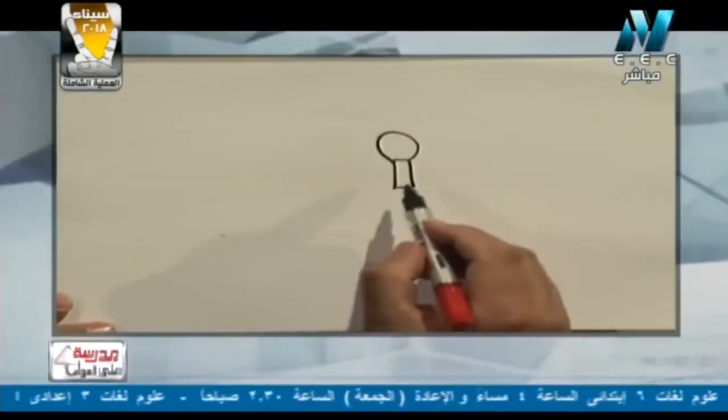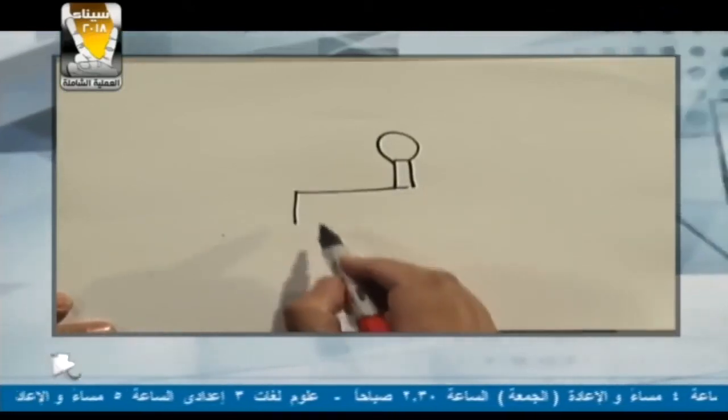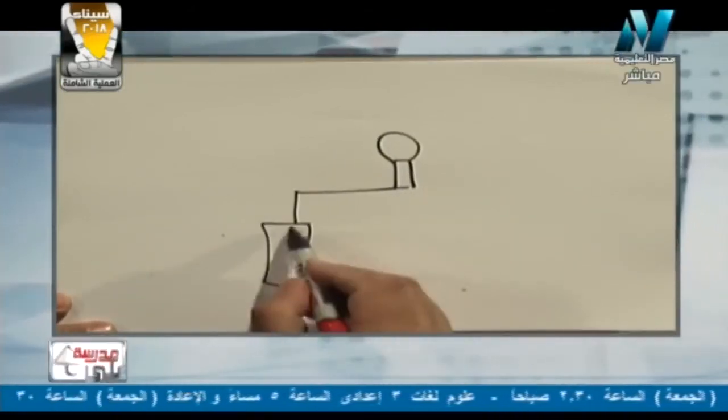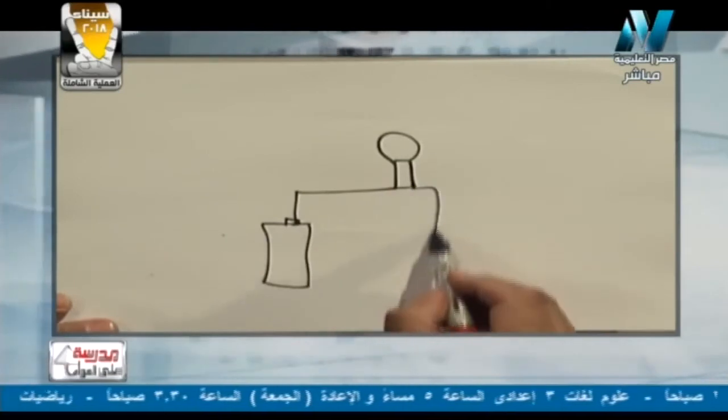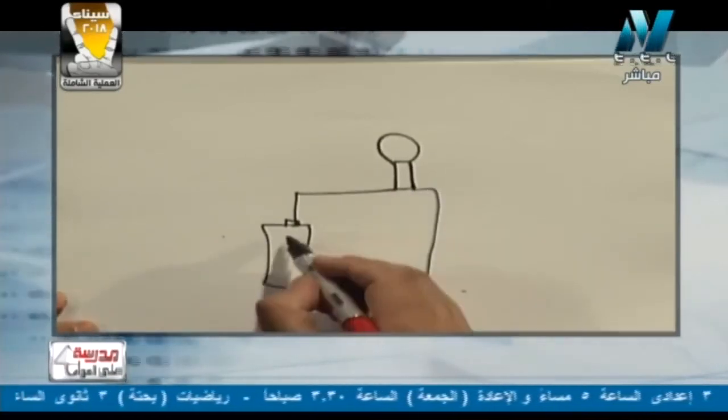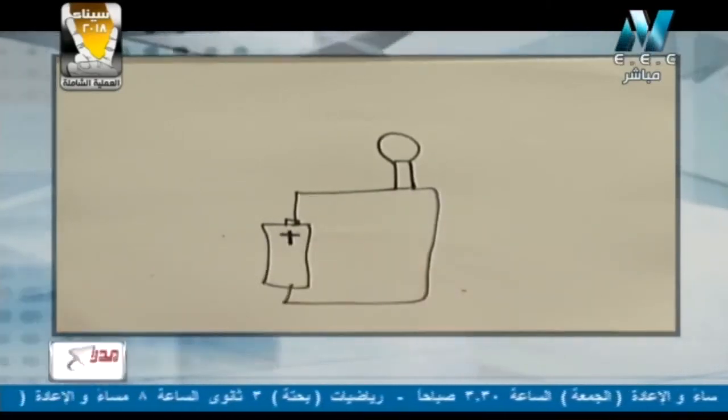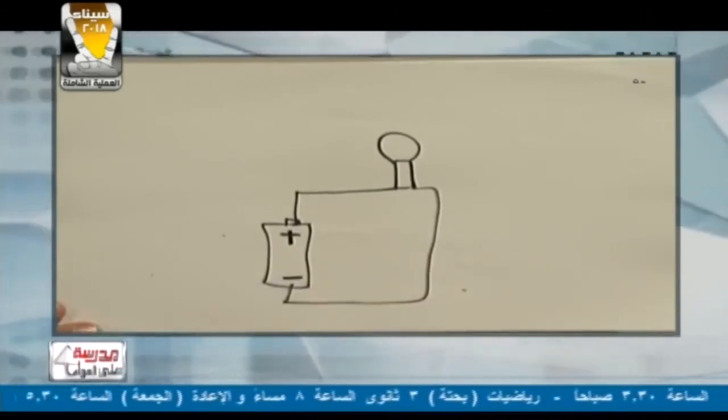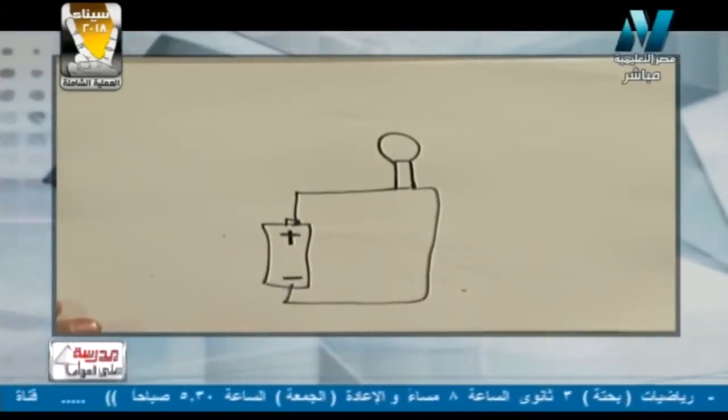Okay, نرسم مع بعض. And also I have some wire, and also I have a battery. Each battery has two poles. أي بطارية ليها قطبين. قطب بنسميه positive pole أو القطب الموجب, and the other is called negative pole، أو اللي بنسميه القطب السالب.